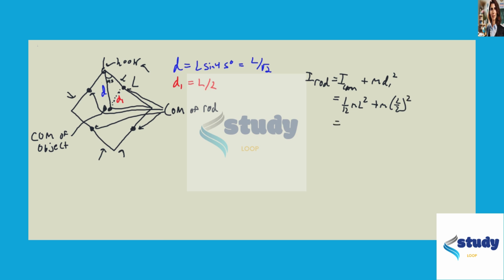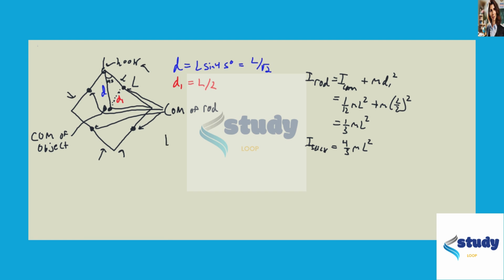We end up with 1/3 M L squared, but we have four of them. So I'll call this I stick, equals 4/3 M L squared.